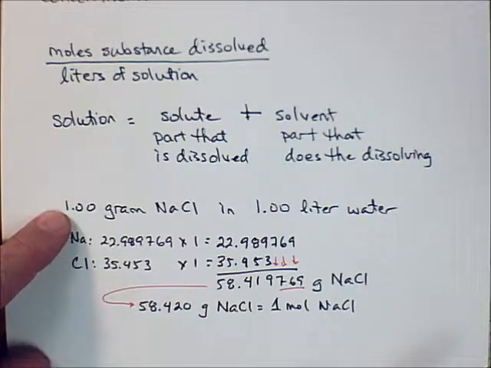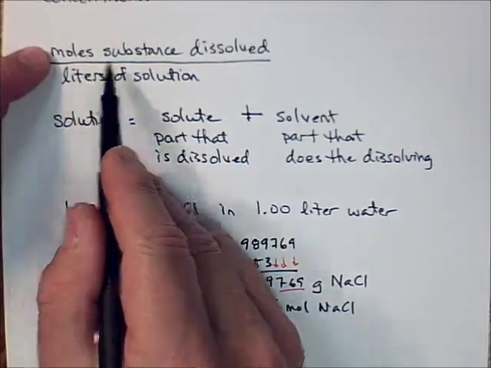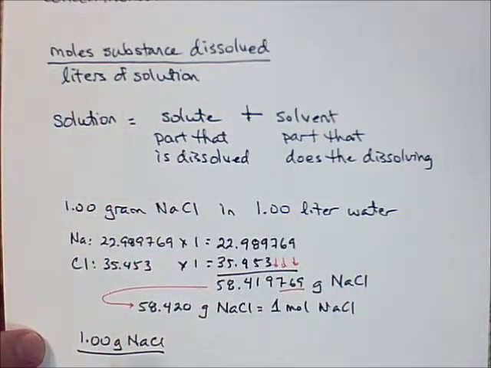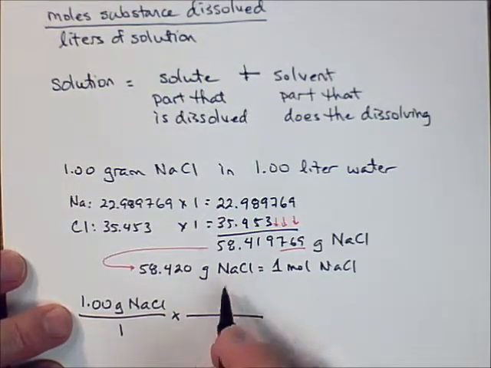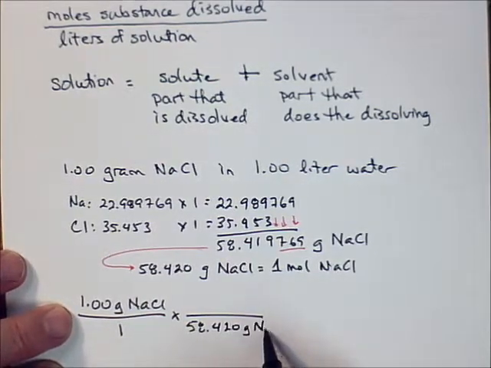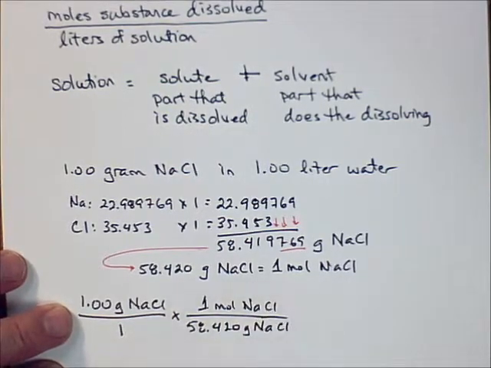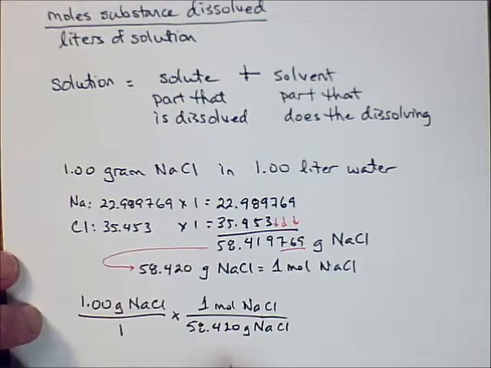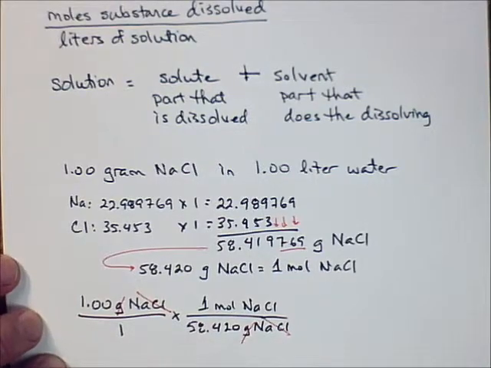So then, if we have 1 gram of NaCl, we can convert that into moles, and we need it into moles. Up here we need moles of a substance dissolved. By putting this over 1, using this equality statement to build a conversion unit, we're going to put grams of NaCl on the bottom, 58.420 grams of NaCl, 1 mole NaCl on the top. That allows us to cancel, much in the same way you cancel x's and y's in algebra, the grams and the species sodium chloride.